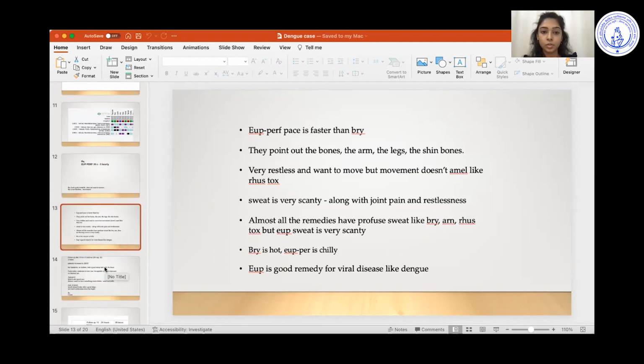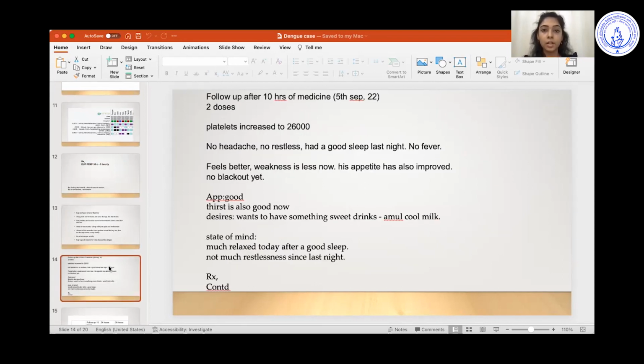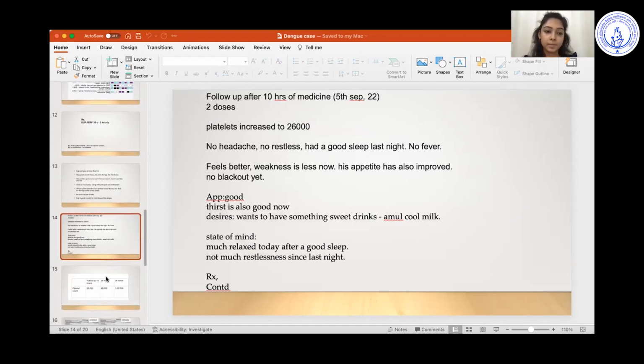Okay, so when we gave this Eupatorium every 3 hours, we saw the follow-up. His platelets increased to 26,000 within 10 hours of the medicine. Appetite was good. There was no headache. Weakness was better. Appetite improved. State of mind was much more relaxed. He was not that restless.